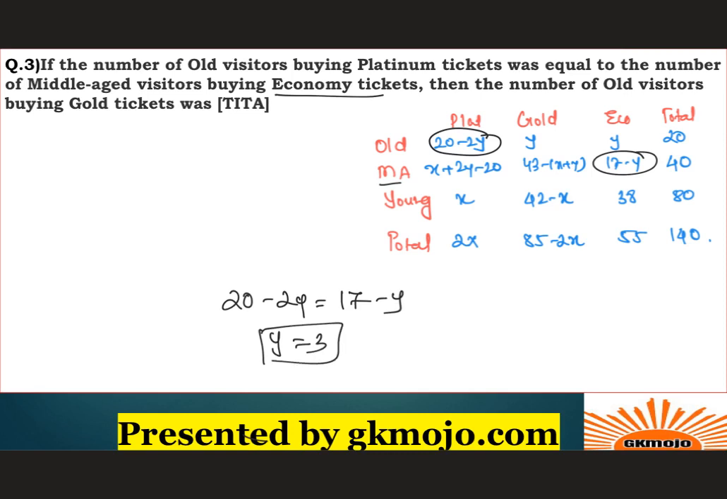And what have they asked? Then the number of old visitors buying gold tickets was, old gold, that is y. Hence the correct answer to this TITA question was 3. So you know how easy this question was.